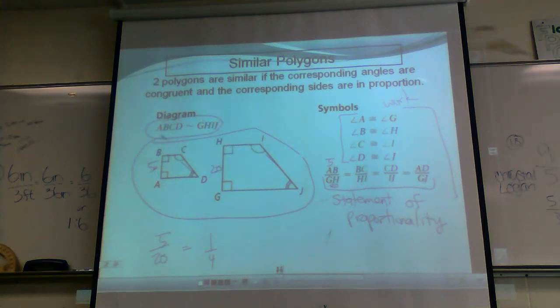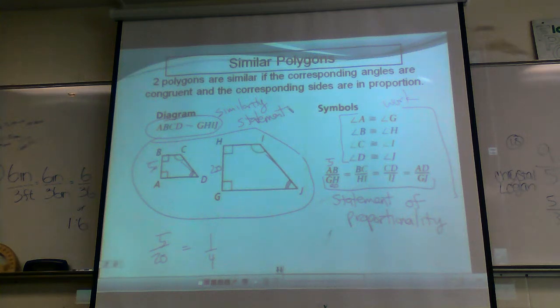All right, this is saying ABC is similar to GHIJ. That little squiggle is basically the congruency symbol minus the equal sign. Because they're not equal, they're similar, they're close. That little squiggle always means similar. Okay, now this right here is your similarity statement.